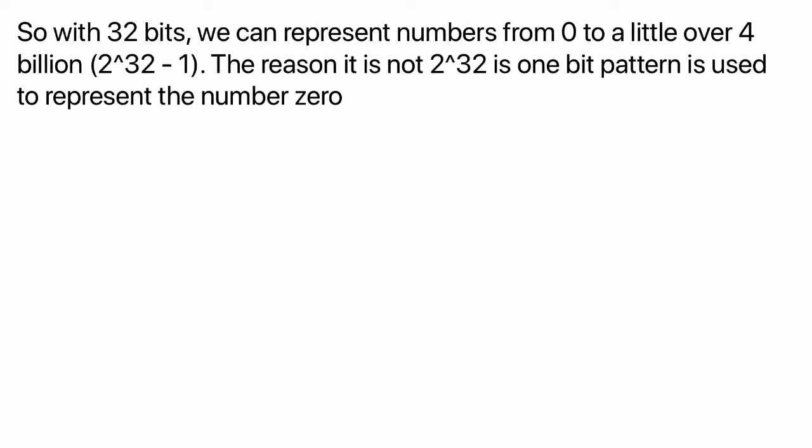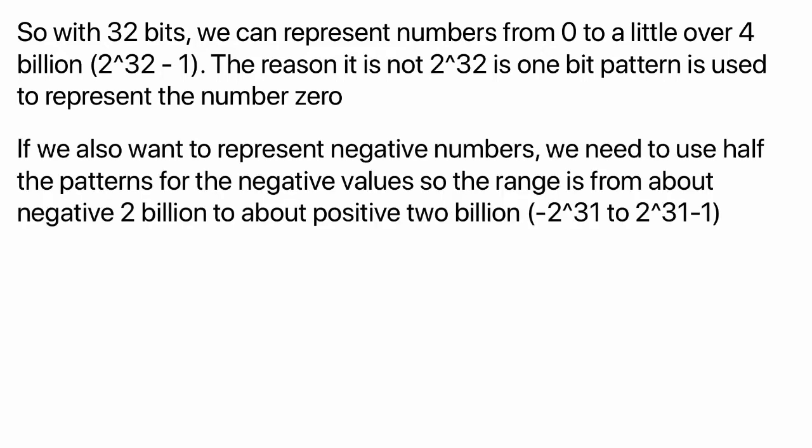So with 32 bits, we can represent the numbers from 0 to a little over 4 billion. The number we can represent is exactly 2 to the 32nd minus 1. The reason it is not 2 to the 32nd is that 1 bit pattern is used to represent the number 0.